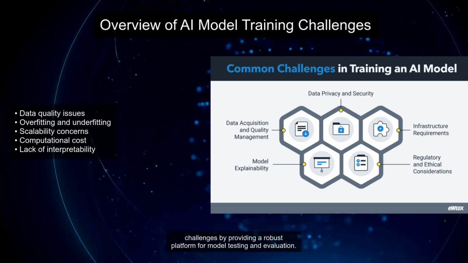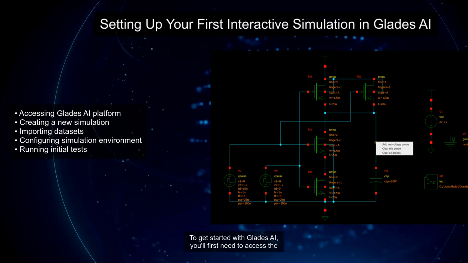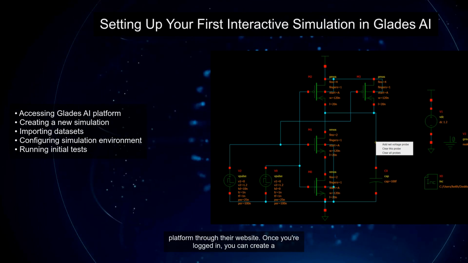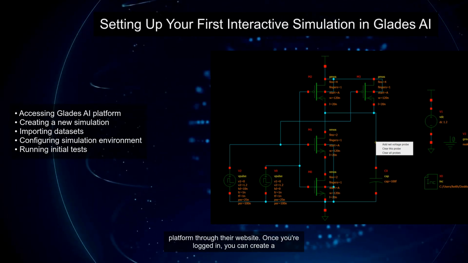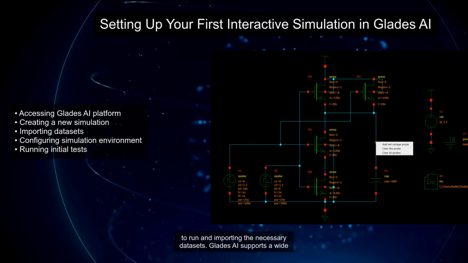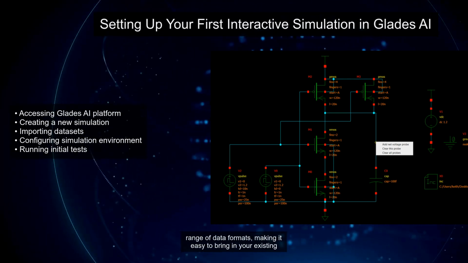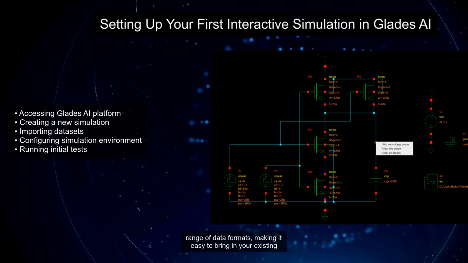To get started with Glades AI, you'll first need to access the platform through their website. Once you're logged in, you can create a new simulation project. This involves selecting the type of simulation you want to run and importing the necessary datasets. Glades AI supports a wide range of data formats, making it easy to bring in your existing data.